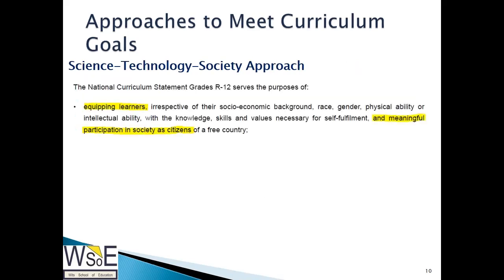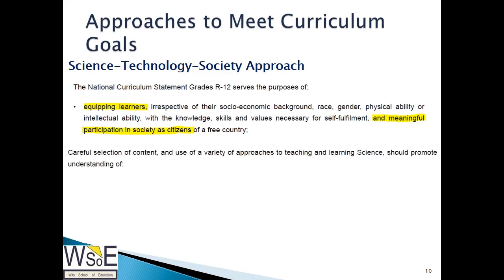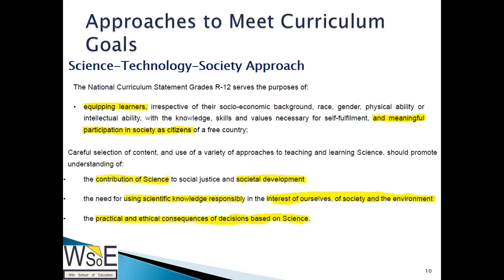Is there scope for it in CAPS? Well, it says you should equip learners for meaningful participation in society as citizens. So yes, they have to make informed decisions about science through careful selection of the content. What is the contribution of science to societal justice and societal development? The need for using scientific knowledge responsibly in the interest of ourselves, society, and the environment, and the practical and ethical consequences of the decisions based on science. So yes, there's scope for the STS.